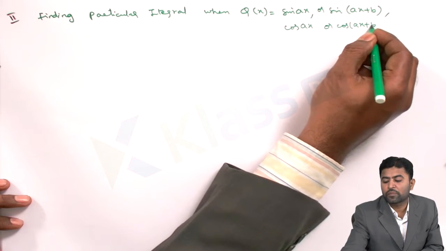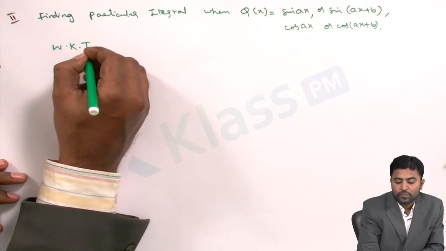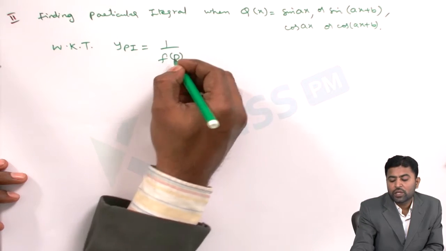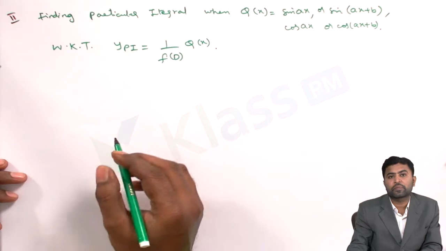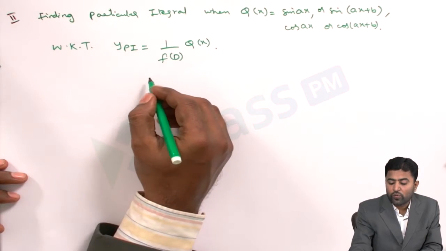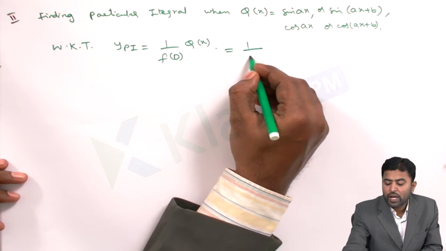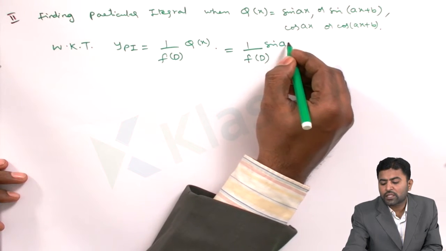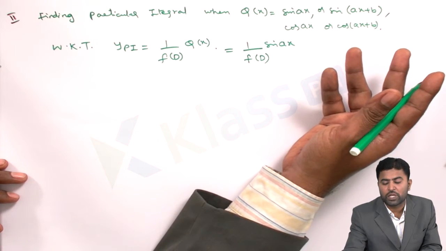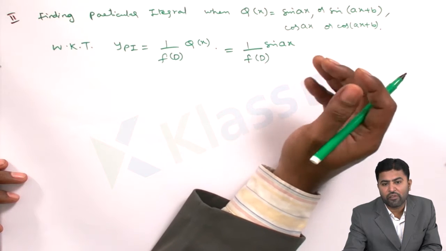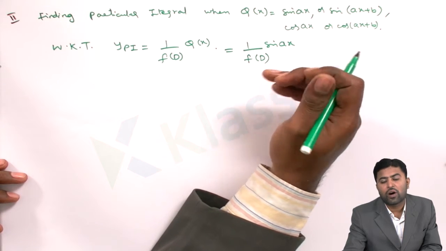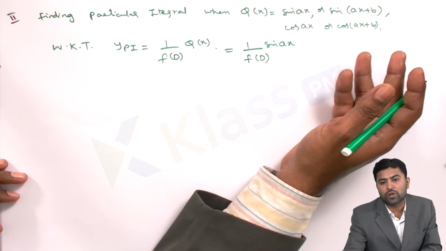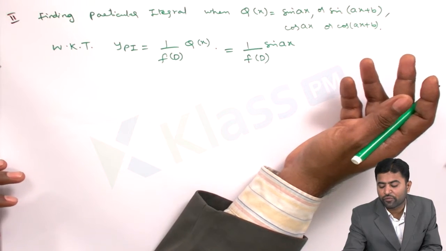We know that y_PI is equal to 1 by f of D times Q of x, right? So we'll write this as 1 by f of D into sin ax or sin of (ax plus b). In both cases, we'll have the same formula. It may be sin ax or sin of (ax plus b), cos ax or cos of (ax plus b). We'll have the same formula.